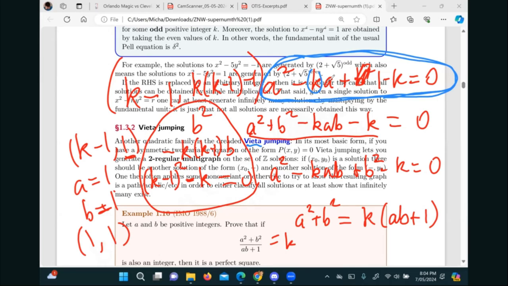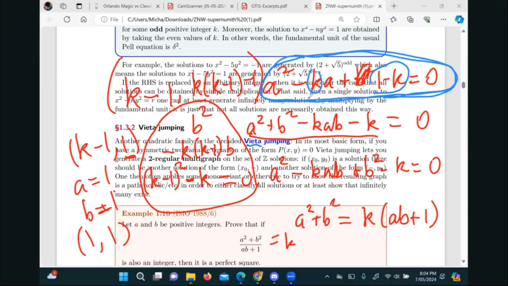Wait, I'm kind of worried here. If the solutions are 1 and k minus 1, isn't this the product of them? Why is it not producting to the right thing? Did I do something wrong?